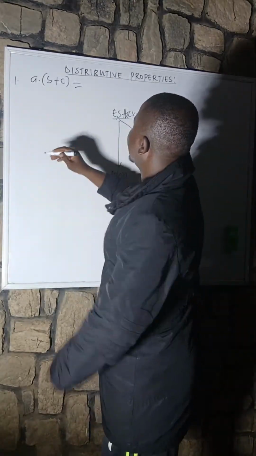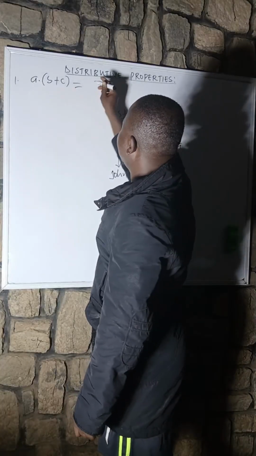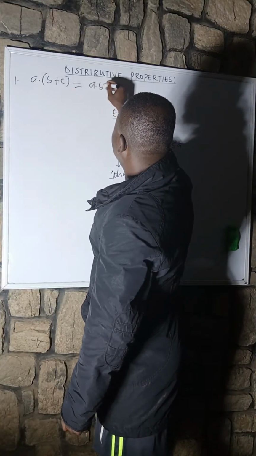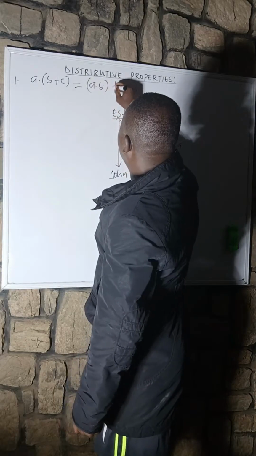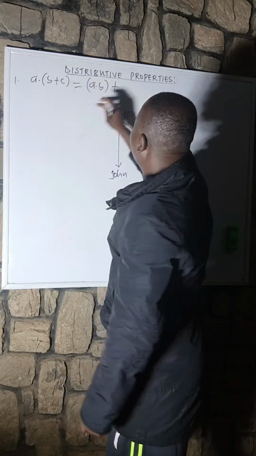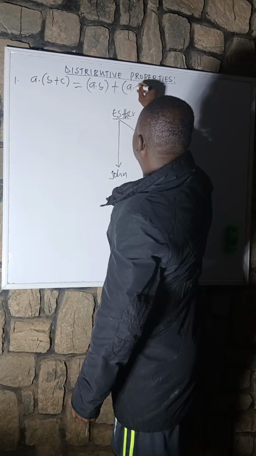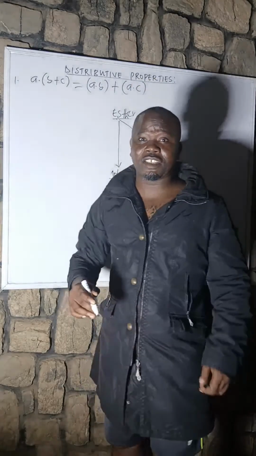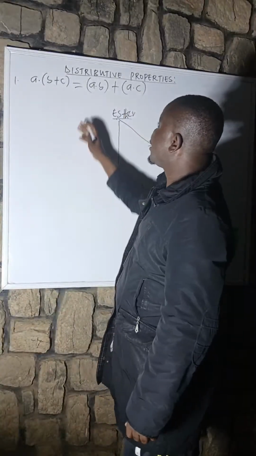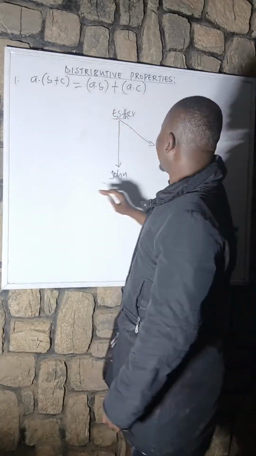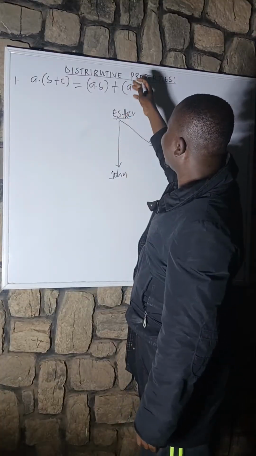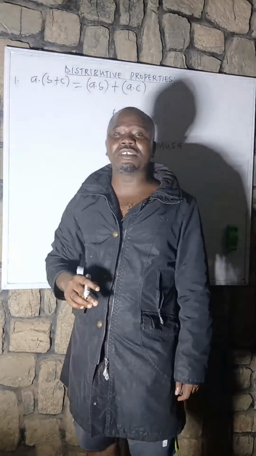Now it means A dot B, plus A dot, open bracket, A dot C. Can you see the distribution? Only Esther is distributing to Musa, and at the same time distributing to what?